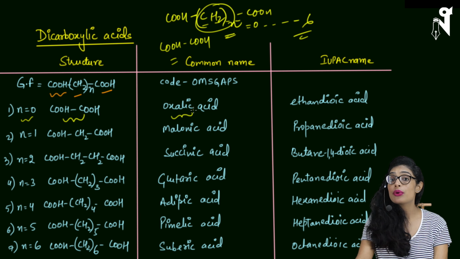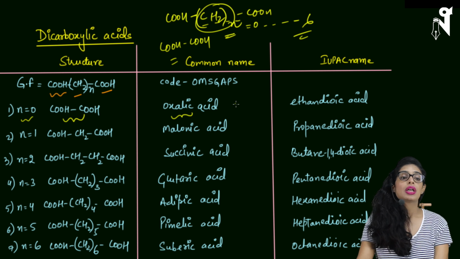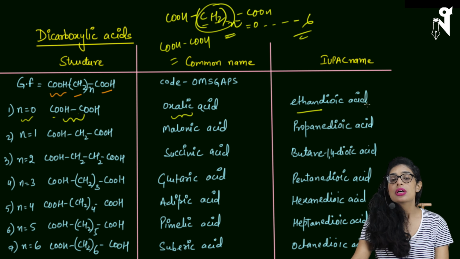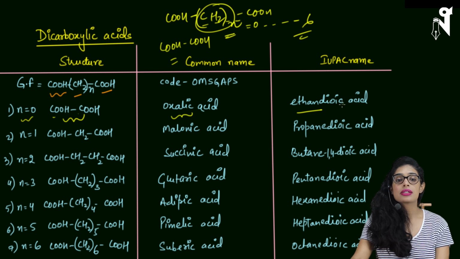I hope you remember you have learnt about oxalic acid in grade 10th in the acids, bases, salts chapter. Okay, so this is oxalic acid. If you want to talk about the IUPAC name of it, it is basically two carbons in the chain, so ethane, and both the carbons are oic acid, or you can say both are carboxylic acid. So the name of the compound is going to be ethane dioic acid. This is a simple IUPAC name.